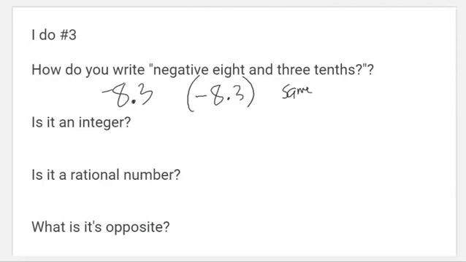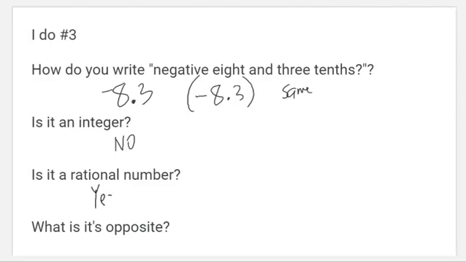Is it an integer? Negative 8 and 3/10 is not an integer. It's not a whole number. Integers are positive or negative whole numbers. That's not a whole number. So no. Is it a rational number? Rational numbers are numbers that are fractions, positive or negative, or could be fractions. Obviously, that's not a fraction now. Could it be?